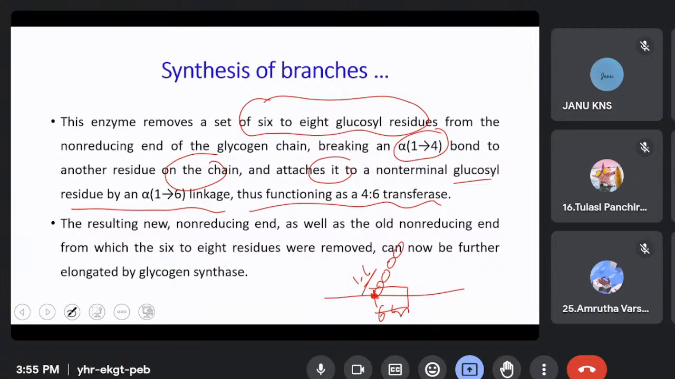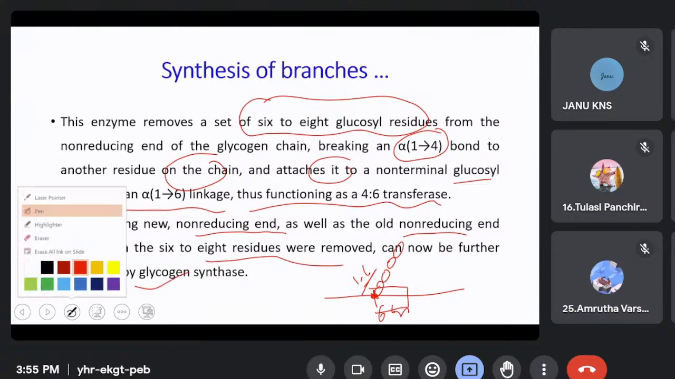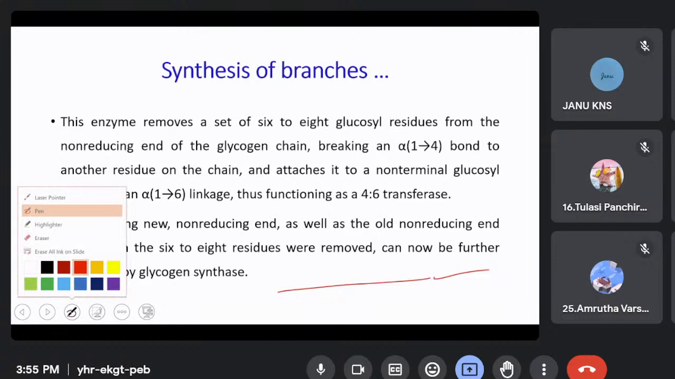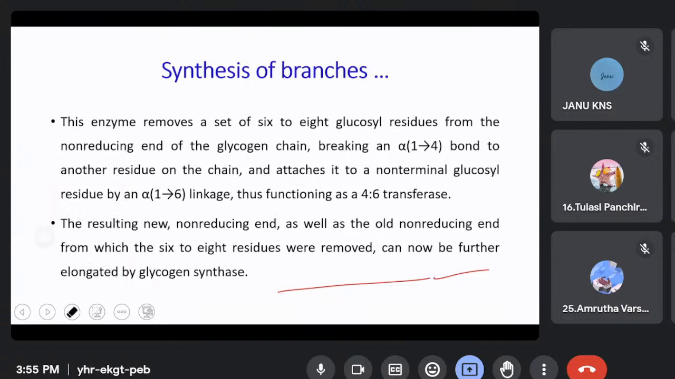And thus the resulting new non-reducing end as well as the old non-reducing end from which 6 to 8 residues were removed can now be further elongated by glycogen synthase. So what is actually happening? This is the glycogen, and let us say about 4 to 6 residues are removed between this place, and from here what happens?